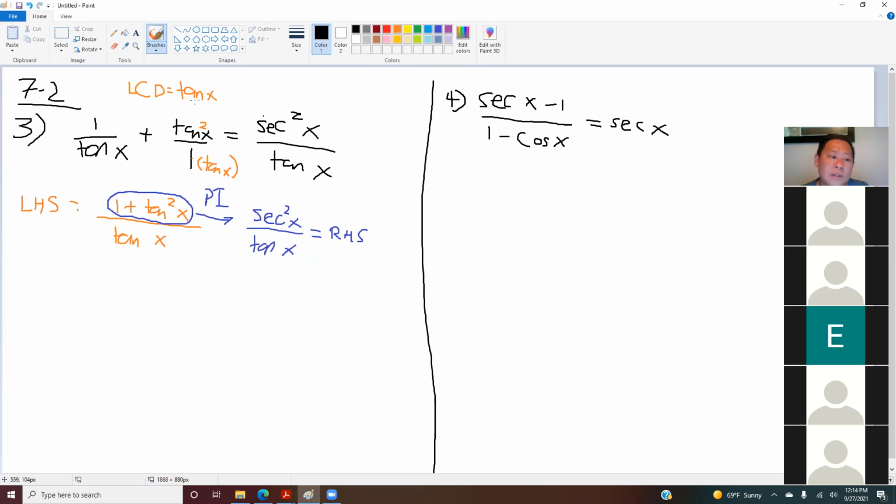So which side do you want to start from for question 4 here, the left or the right hand side? Always pick the complicated side. So which one is more complicated for you? It's going to be the left hand side. This is definitely the complicated side. So can someone tell me what we can do here to get secant x? Anyone?